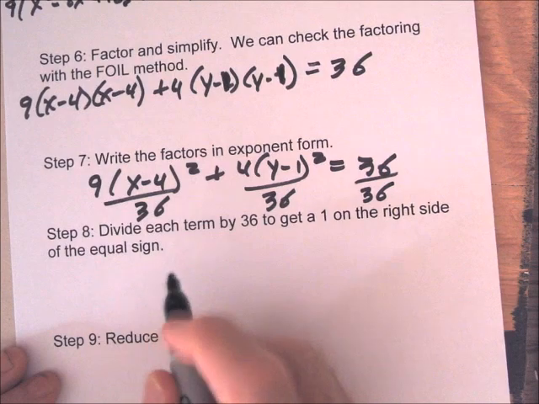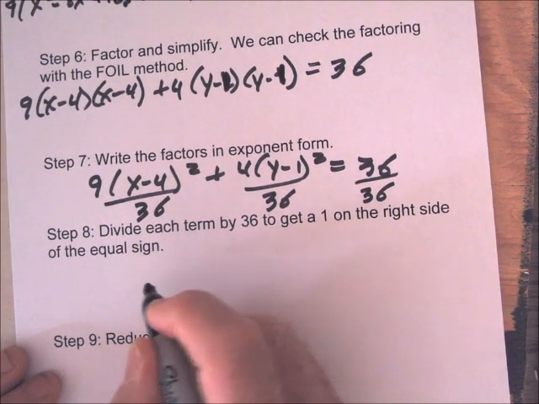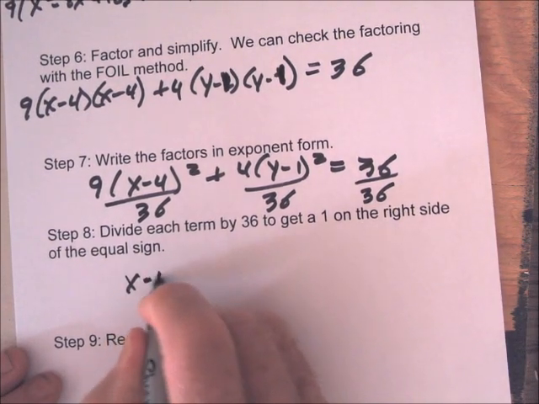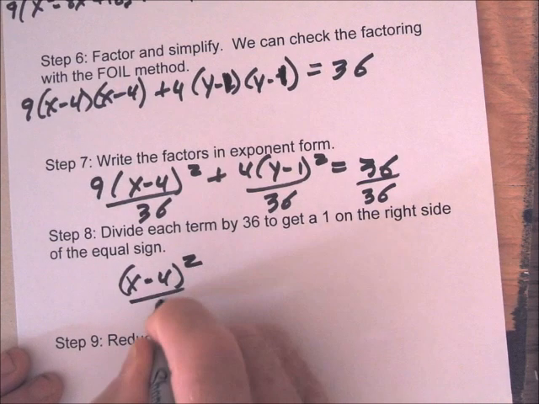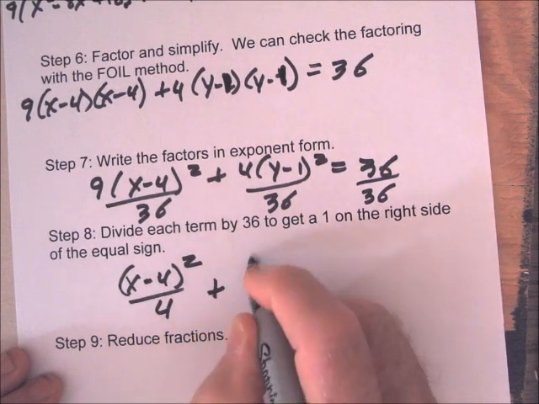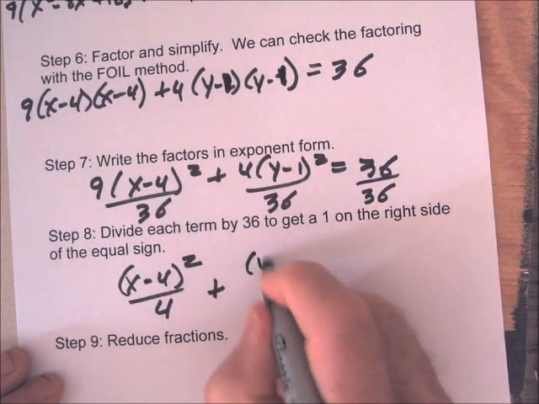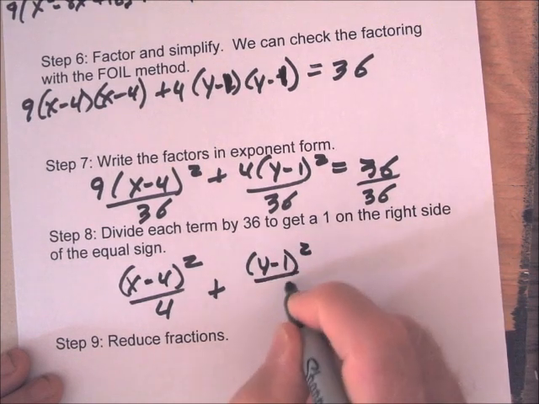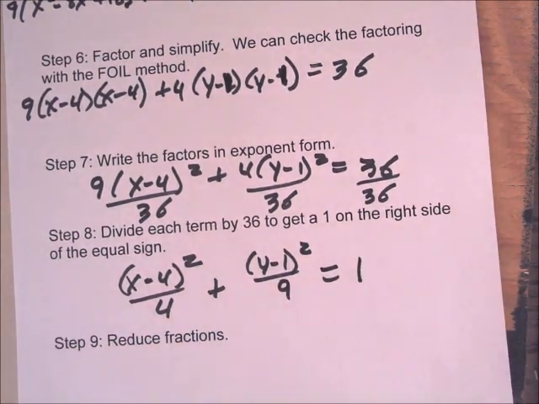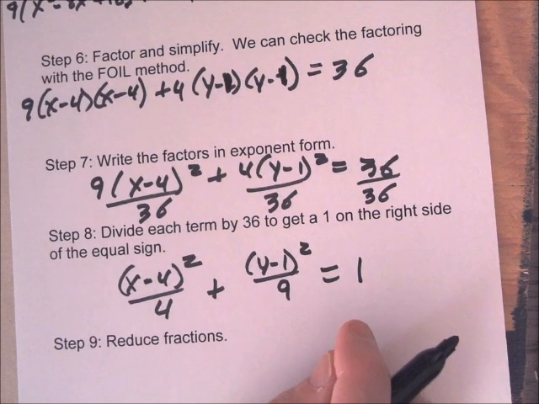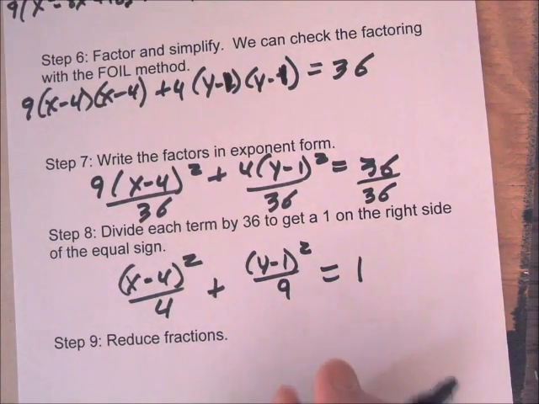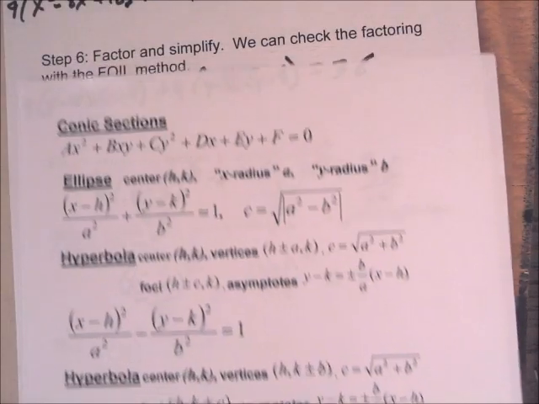Then 9 and 36 goes 4. So we'll have (x minus 4) squared over 4 plus 9 and 36 goes 4, so (y minus 1) squared over 9 equals 1. And that's pretty close to standard form. Oftentimes the text will stop there.